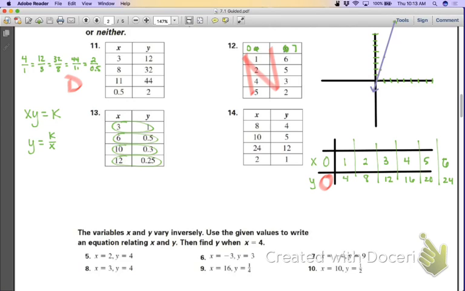So what's 3 times 1? 3. Okay. So basically if I have x times y, I have 3. What's 6 times a half? 3. What is 10 times a third? 3.